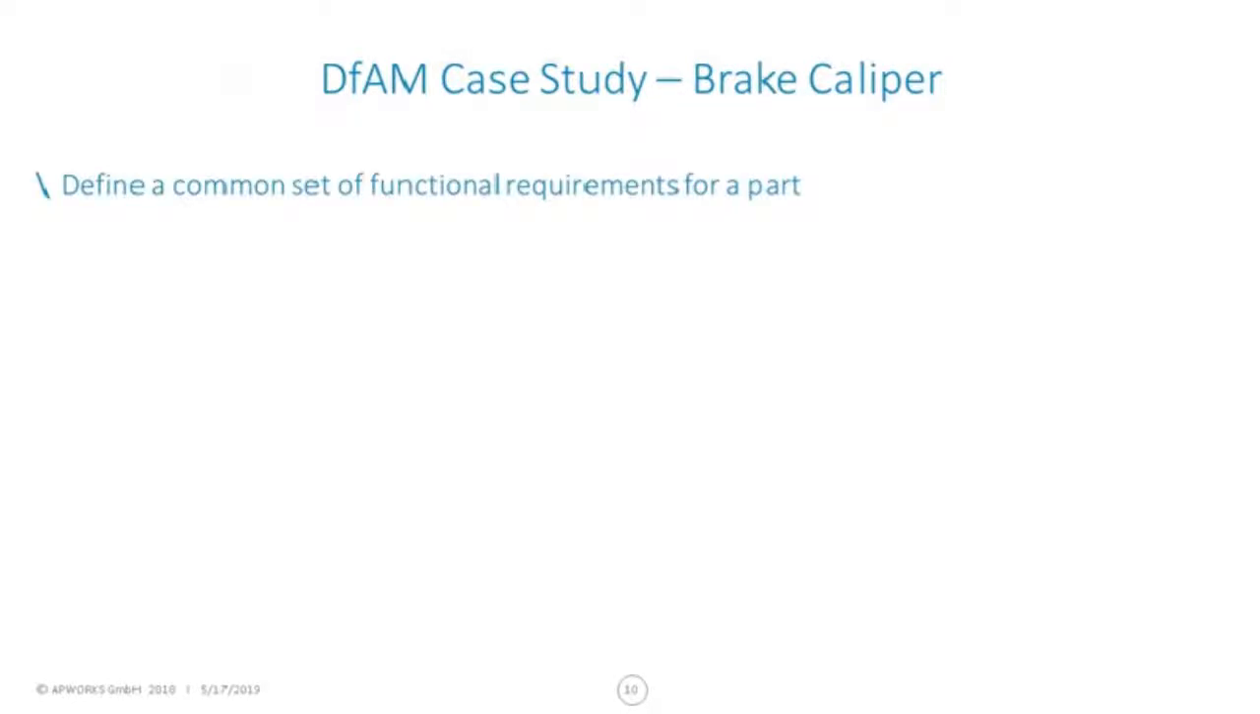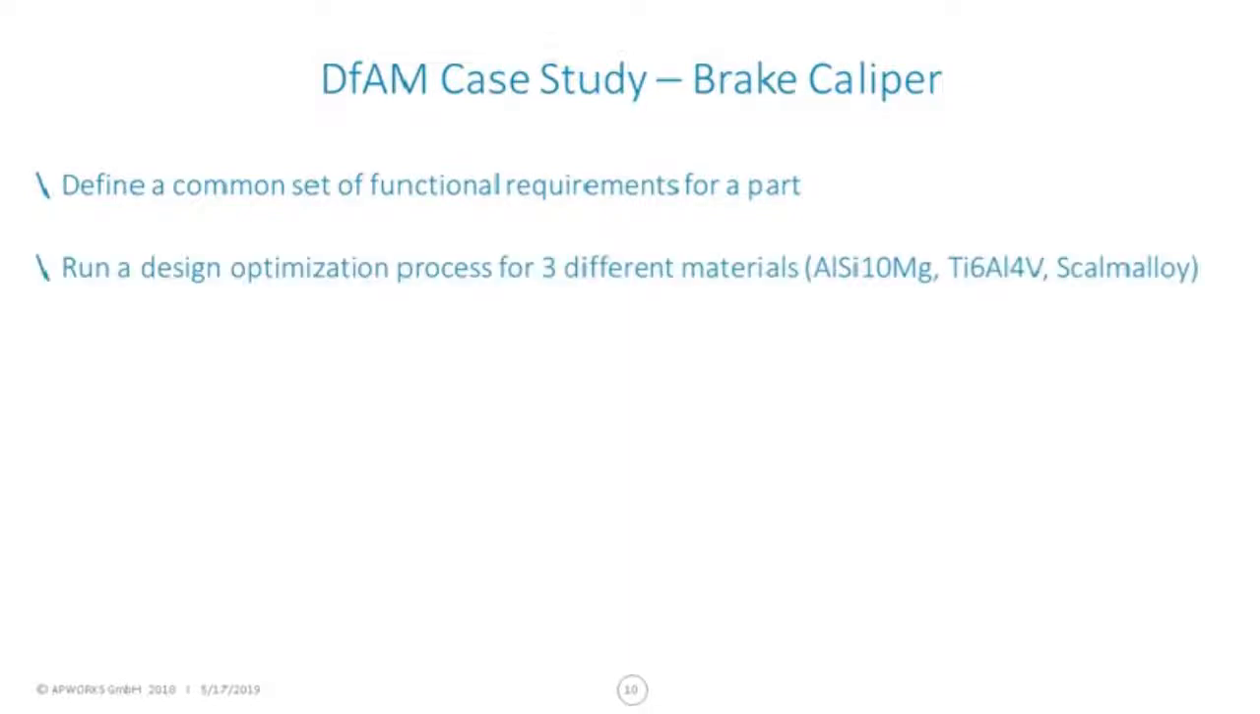So here's my case study, which is, I chose a brake caliper just because this happened to be something where we had the loads data and we had the references. So the process we followed was to define a common set of functional requirements for the part. This is mainly around geometry, key interfaces, and loads. Our goal was to run a design optimization for 3 different materials.